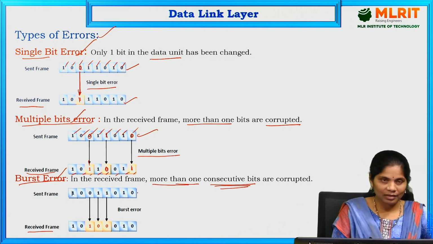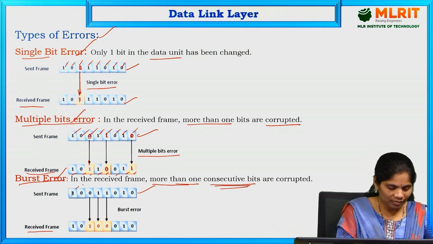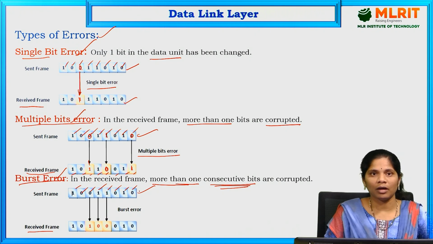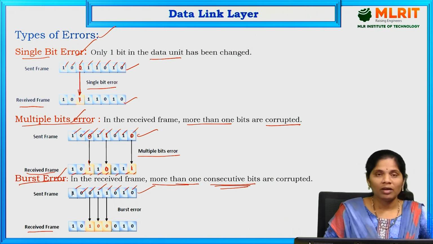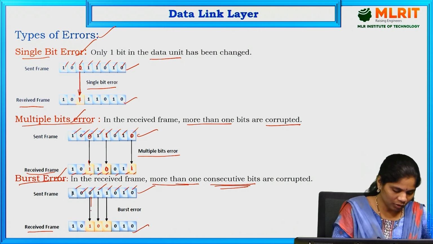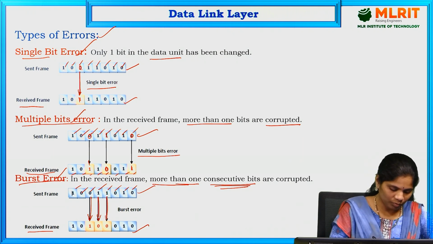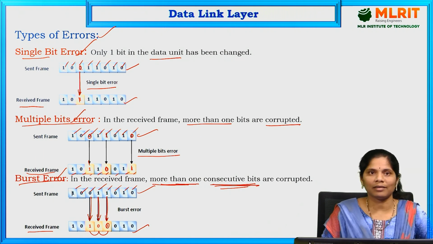See, this is the sender frame, the original data. It is going to be sent as 100111010. This is the sender's original data. But the data the receiver received is 1010010. This is the receiver data. So here 0 is converted to 1, 1 is changed to 0, and 1 is changed to 0. This is happening in a consecutive manner. So more than one bit is changed in a consecutive manner. That is called the burst error.